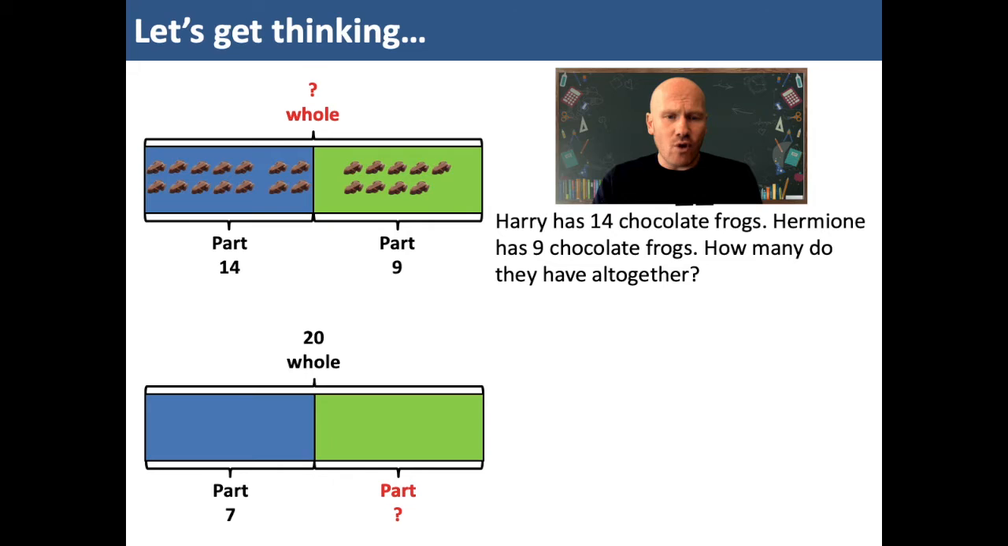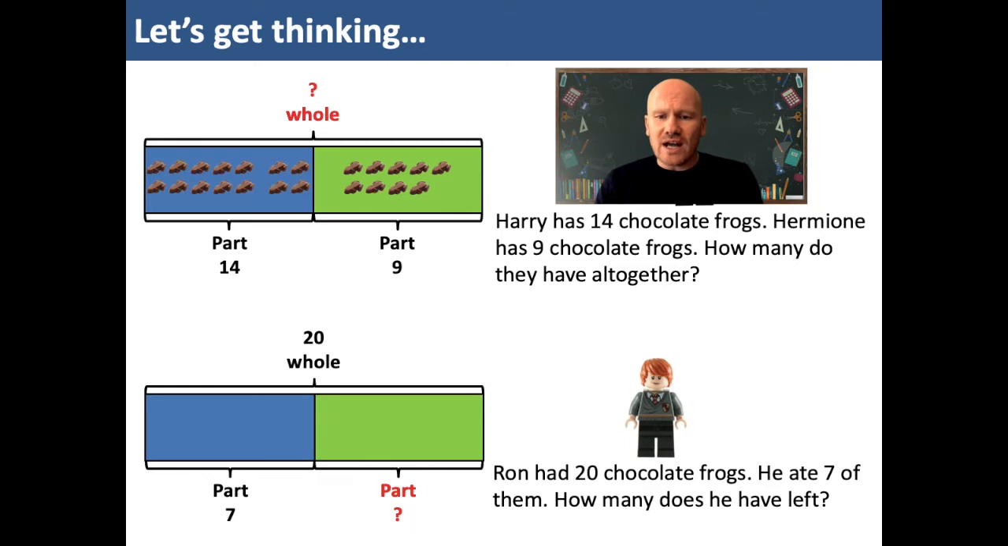So here we've got a part-whole problem where we know one part is 7, we know the whole amount's 20, but we don't know the other part. And once again, I want you to come up with problems that match that bar. So here's my attempt again. Here's Ron. It says, Ron had 20 chocolate frogs. He ate 7 of them. How many does he have left?